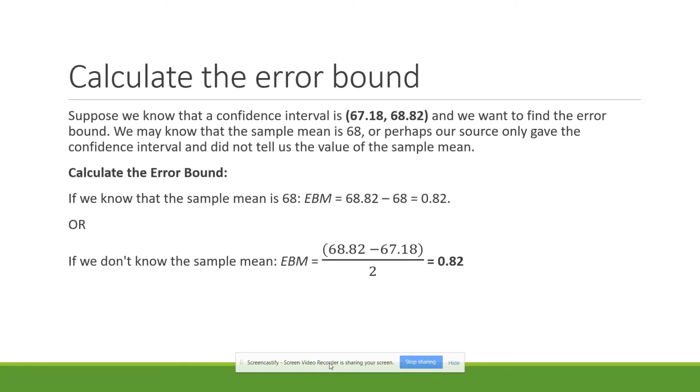You may know your sample mean is 68, or perhaps the source only gives you the confidence interval and doesn't tell you the sample mean. If you know the sample mean, all you have to do is subtract 68.82 minus 68 to get 0.82, which gives you the error bound. Or if you don't know the sample mean, you can do 68.82 minus 67.18 divided by 2 to get 0.82.